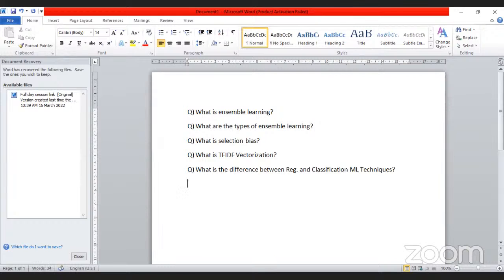Okay, so we will move to today's next question. The next question is, what is collaborative filtering? You have 10 seconds to think about it. What is collaborative filtering?